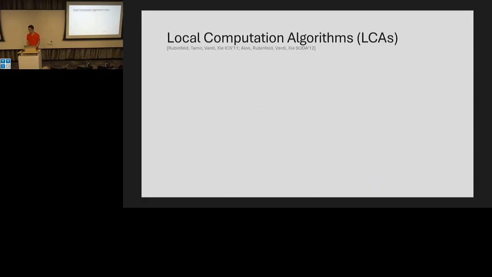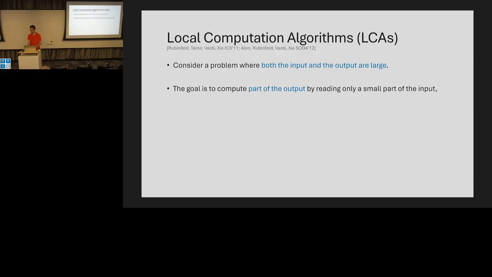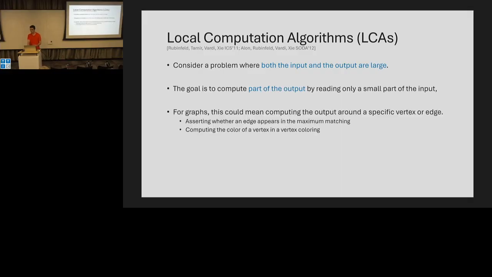Okay, so let's define LCAs. First, consider a setting where both the input and the output are very large, and so you want to access or compute only a part of the output without reading the whole input or without computing the whole output. For example, in the context of graph problems, the input would be a graph, and you would have this globally defined output like a maximum matching or vertex coloring, and you would ask the algorithm these local questions about it, whether an edge appears in the maximum matching or what is the color of this vertex in the vertex coloring.